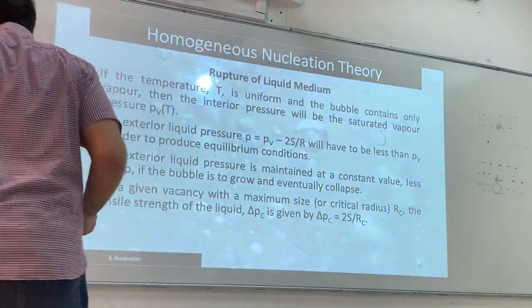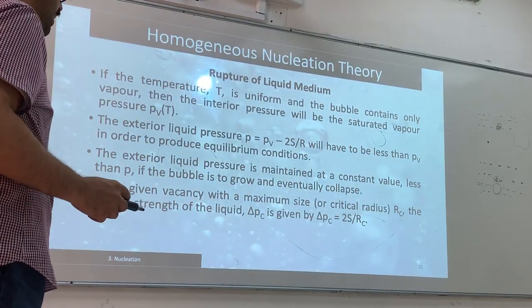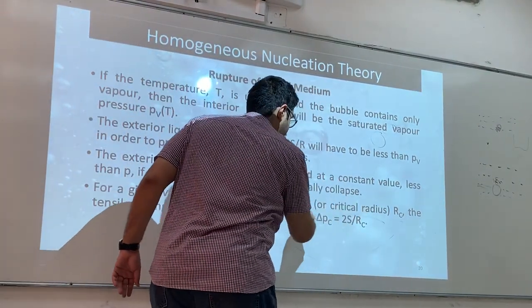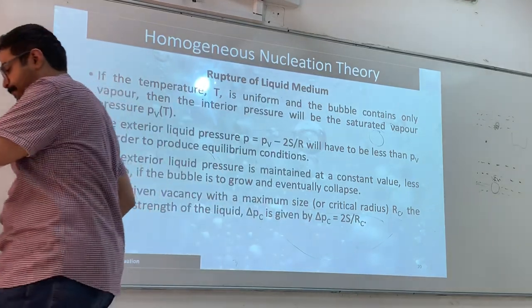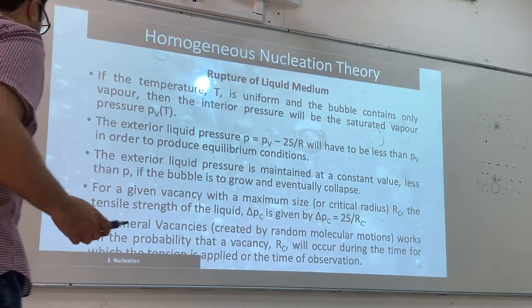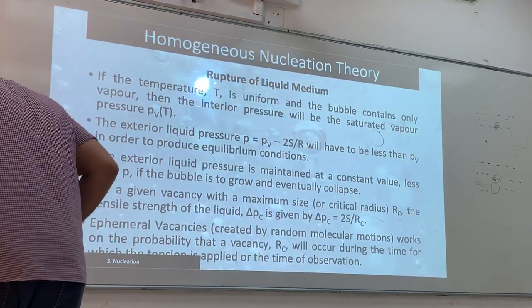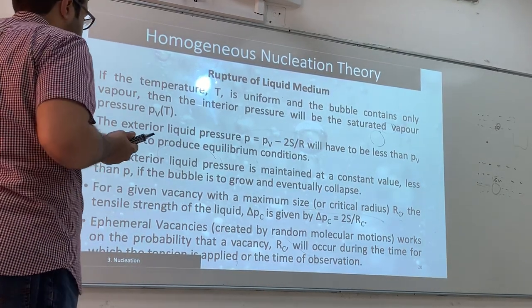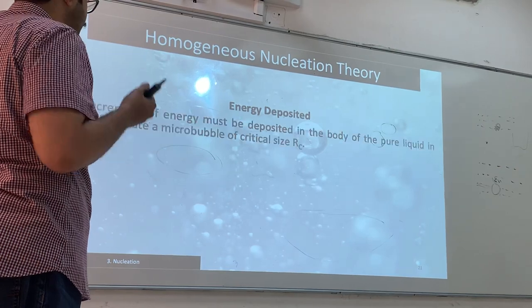the tensile strength of the liquid, delta Pc, is given by this, which is very important. We will see this in the radial density equation as well. I will skip this, maybe it is a bit tough.